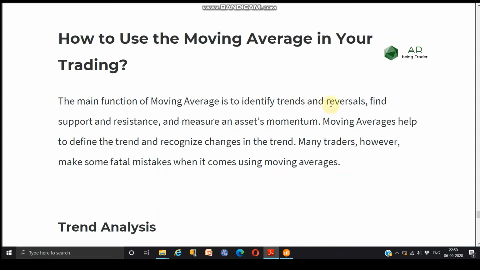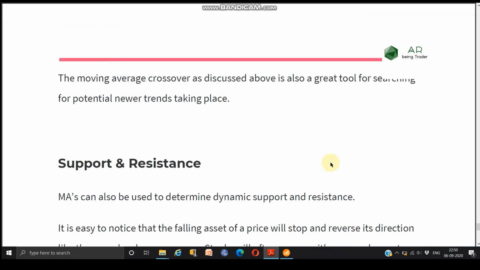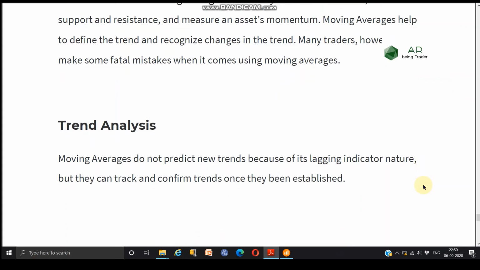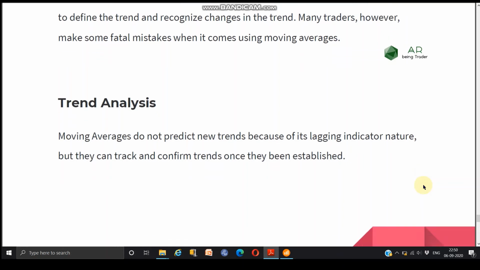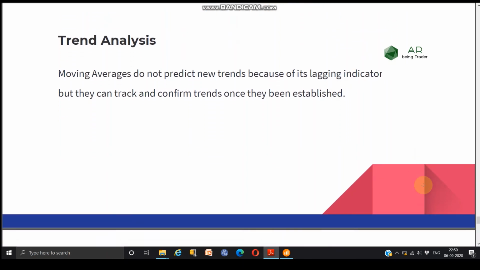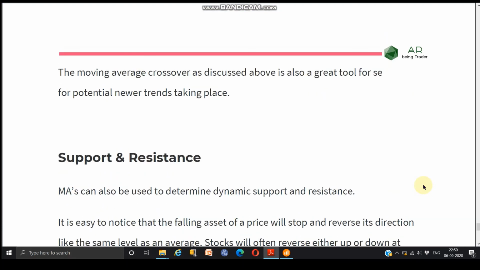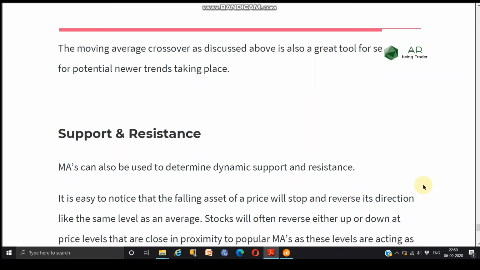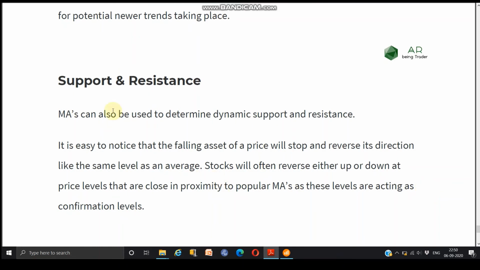As I told, we use them to find the trends and support and resistance, because it's a dynamic support and resistance. These are the things we need to remember. On trend analysis, moving averages do not predict new trends because of their lagging indicator nature, as we know. But they can track and confirm the trends. We use these indicators to confirm the trends in maximum times. I have already told you about crossovers, and this is support and resistance.